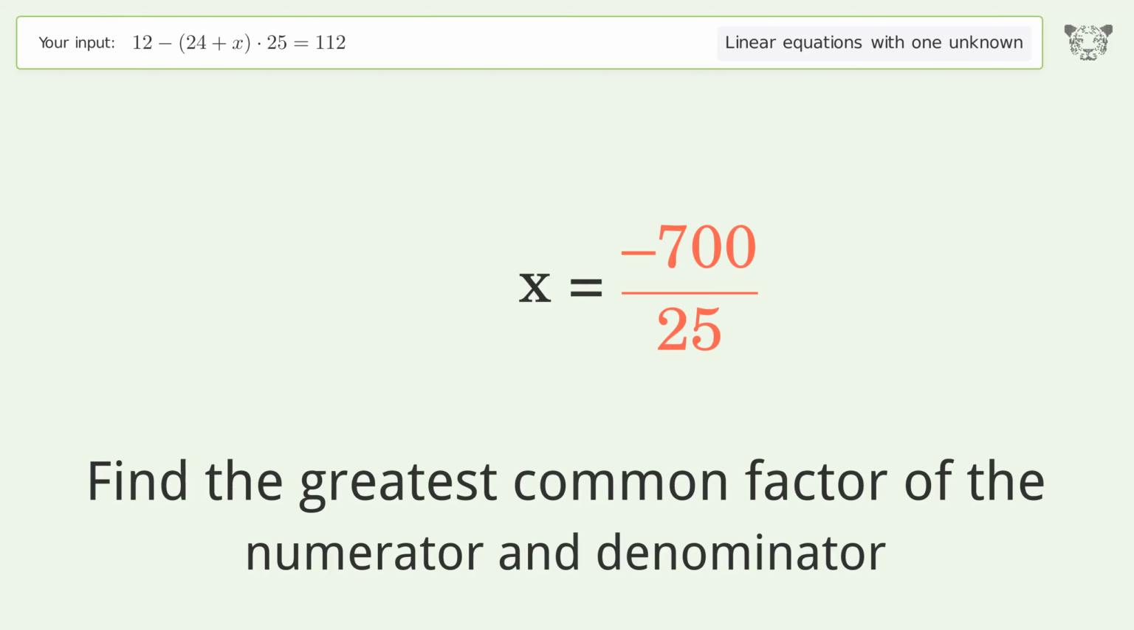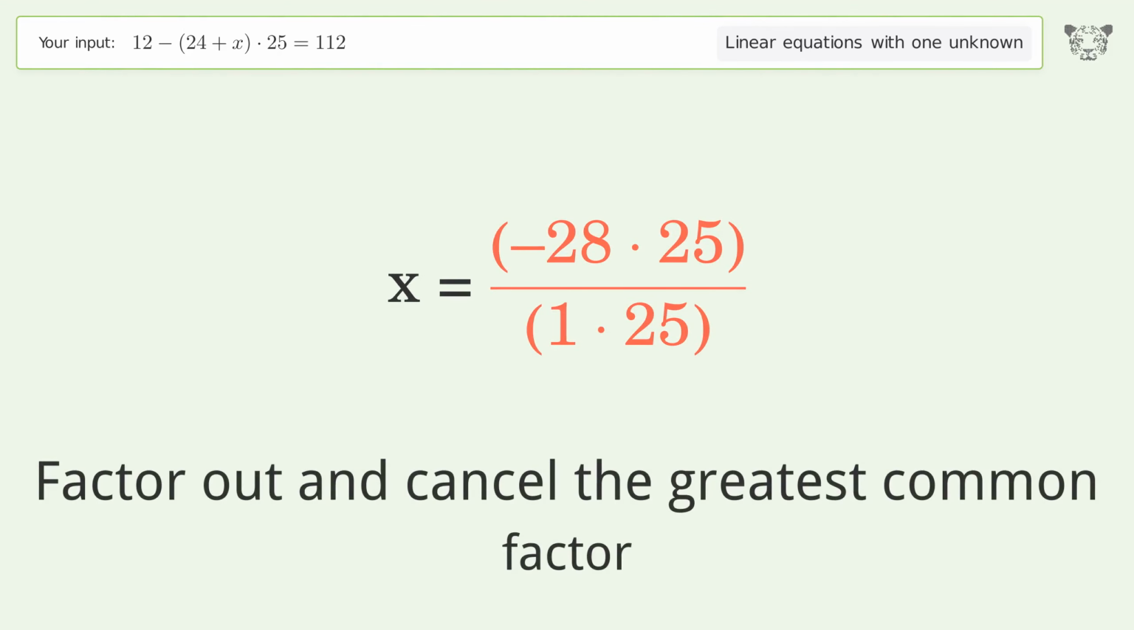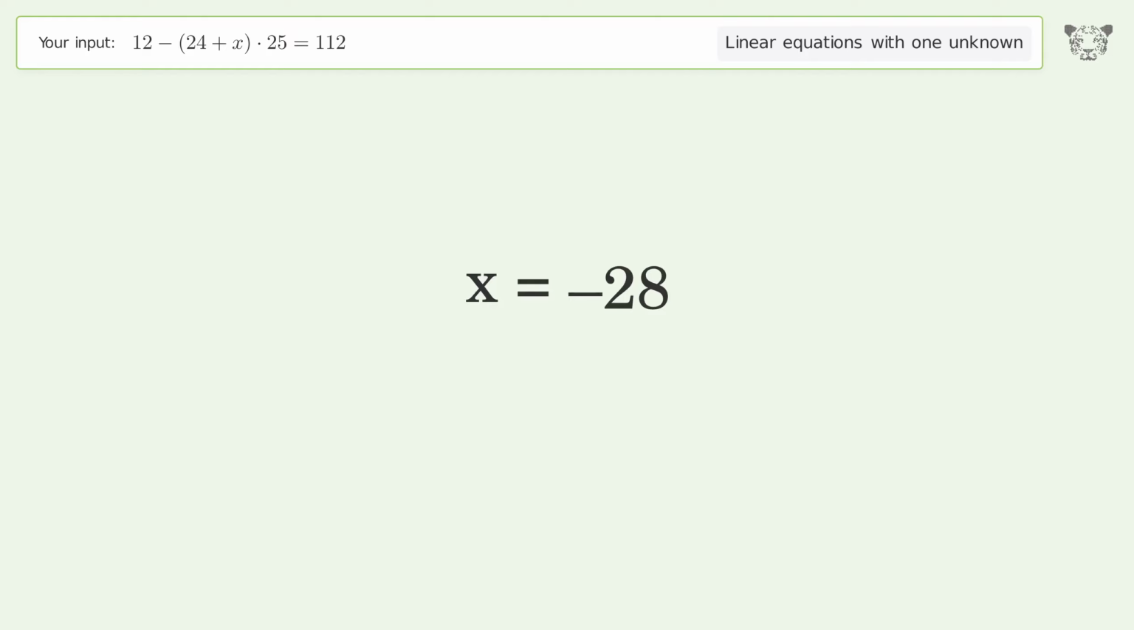Find the greatest common factor of the numerator and denominator. Factor out and cancel the greatest common factor. And so the final result is x equals -28.